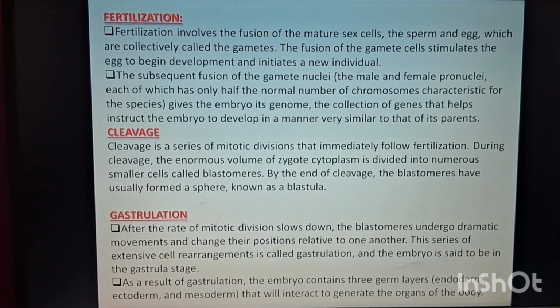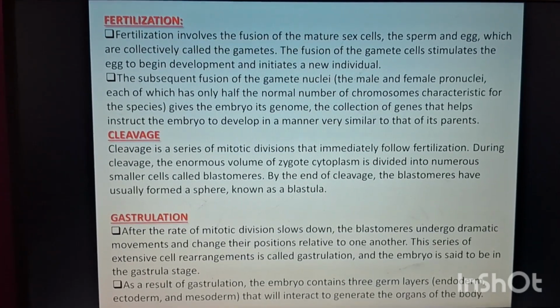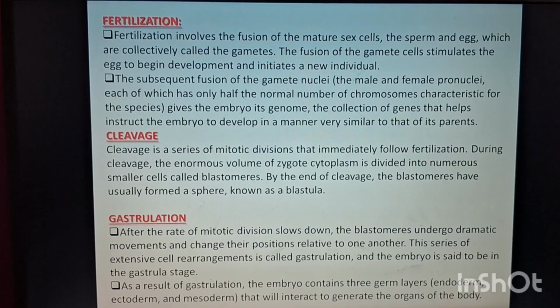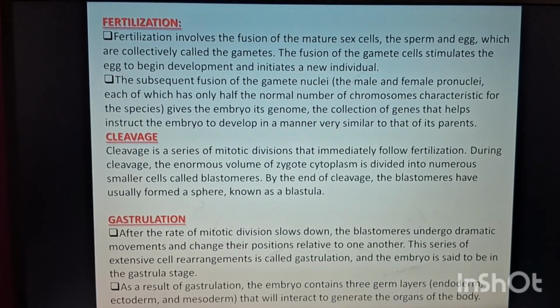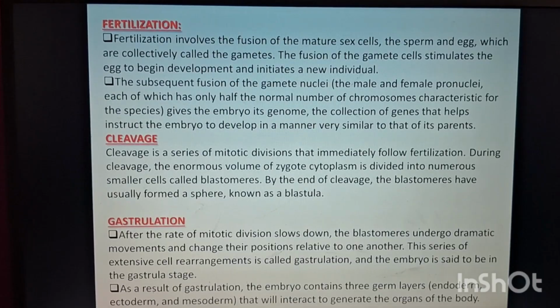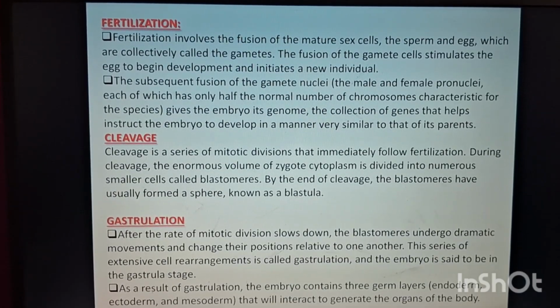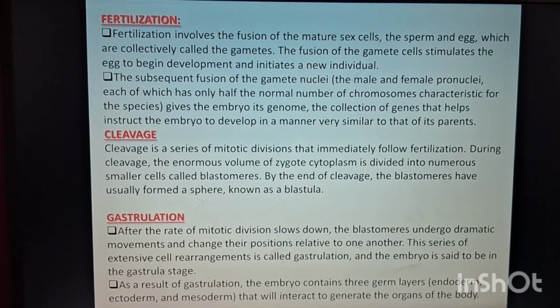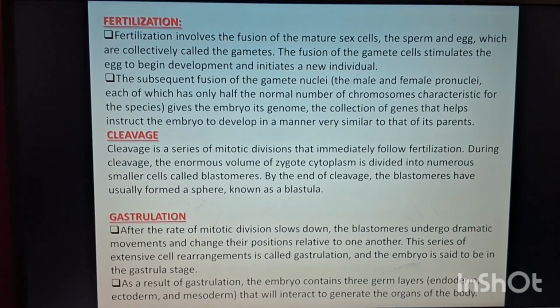Means in short form of the fertilization, the sperm and egg cell fuse together first, then the fusion activates the egg's development. Means the sperm and egg cell fusion activates the egg's development, then combined DNA creates the complete genome blueprint. Next process is cleavage.